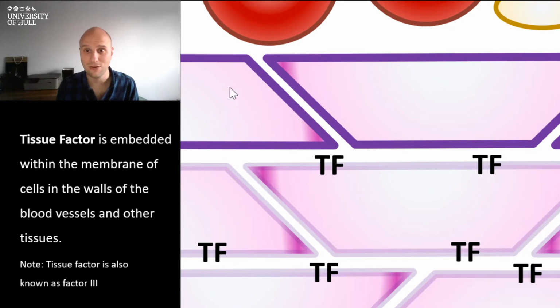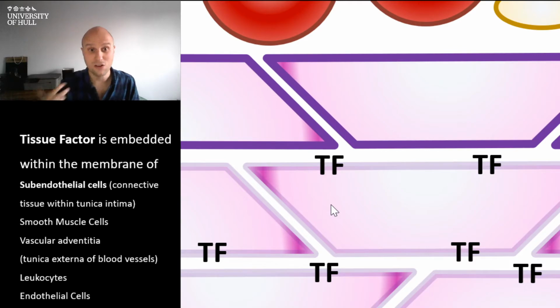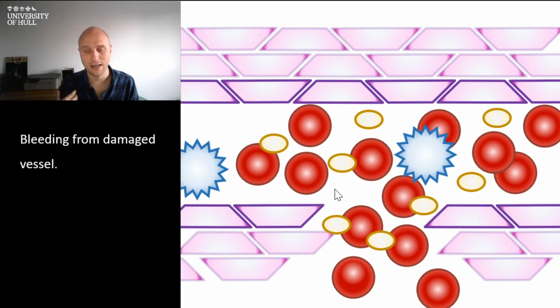Here's our endothelial layer of cells, and just behind that we've got these cells with tissue factor expressed on the membrane. And there's lots of different cells that have tissue factor in them. We're talking about these sort of subendothelial cells just now, but also leukocytes. Other cells within the wall of the blood vessel will express tissue factor, and I'll explain why that's significant.